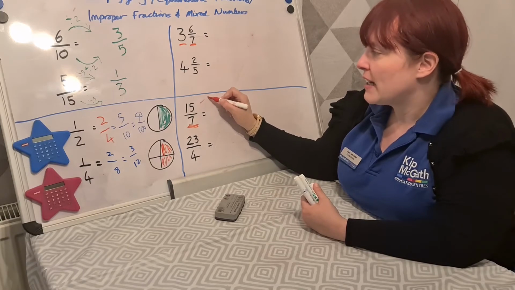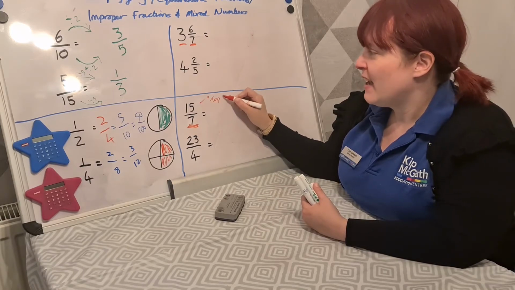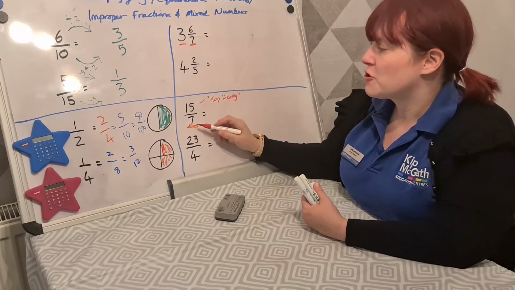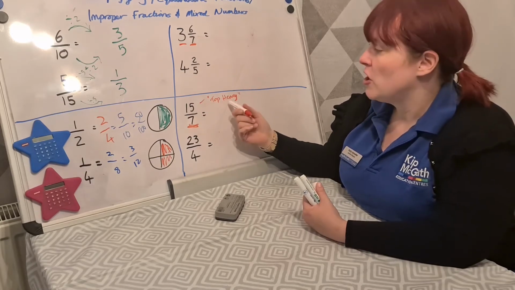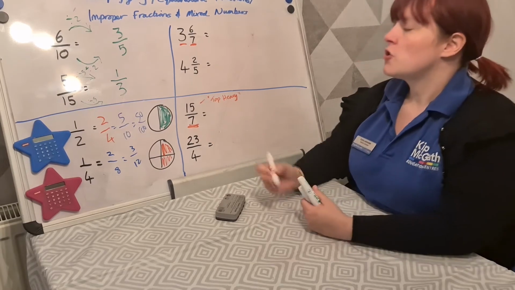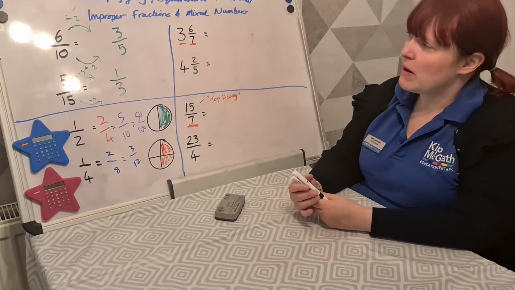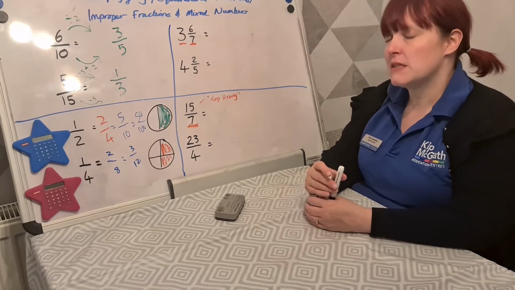What we used to call that in the old days was top heavy, and I still use a bit of that language as long as the children understand what you're talking about. So improper, it's not a proper fraction, or top heavy fraction. So those are our two different types of method of sort of representations, improper fractions or mixed numbers.